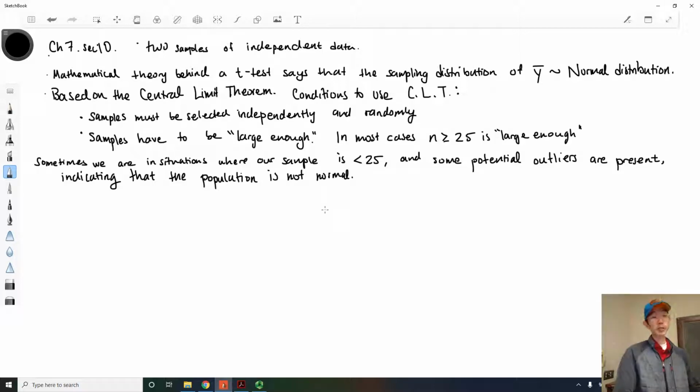Okay? Because if the population is normal, then it's no problem if our sample size is small. And then we also saw that if the population is not normal but our sample size is big, we also get a normal distribution, the central limit theorem still applies. But there might be the situation where the population is not normal and we have a small sample size. So if our sample size is small and maybe some outliers are present, and because outliers are kind of an indication that we don't have normal data, then we might have to turn to something called a non-parametric test.